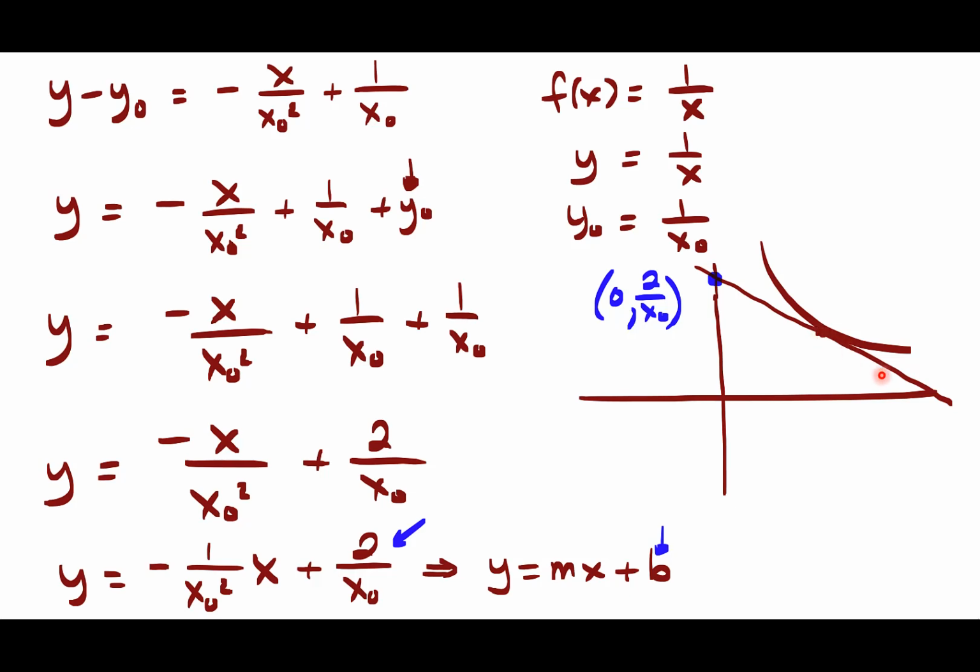Okay, next we have to find this guy. So how do we find the x-intercept? I think we do it by plugging in a 0 for the y value this time, right? And we figure out what x is. So let's do that.